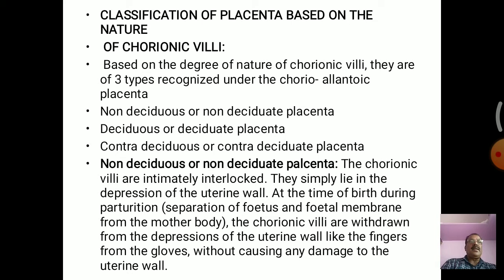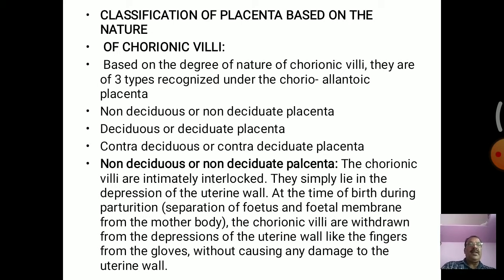Classification of placenta based on the nature of chorionic villi. Based on the degree of nature of chorionic villi, there are three types recognized under the chorioallantoic placenta: non-deciduate placenta, deciduate placenta, contradeciduate placenta. I will take up the first one now, non-deciduate placenta.